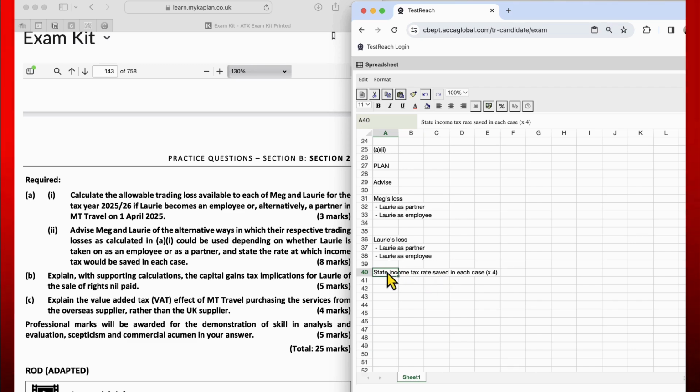Now, note it says the rate. It's not asking how much income tax will be saved, it's the rate. So we don't need to go as far as working out any income tax computations here. You wouldn't want to waste time going ahead and doing that.